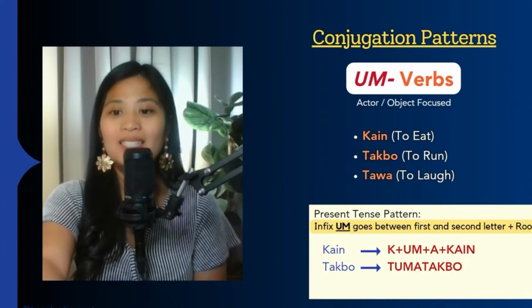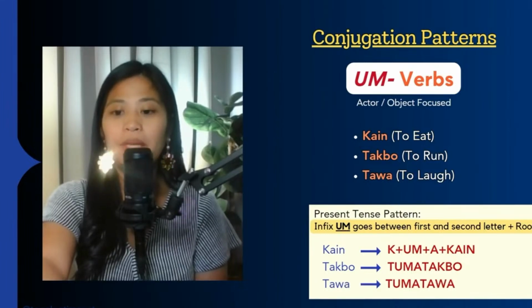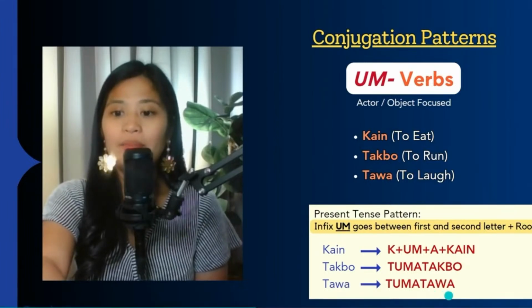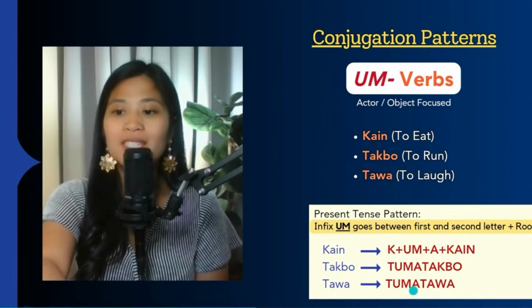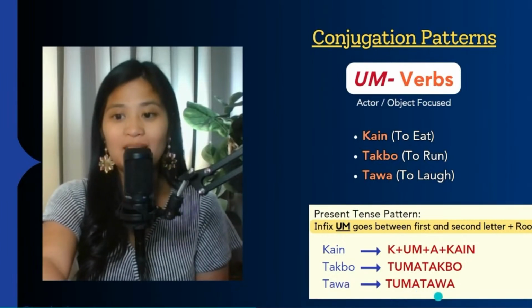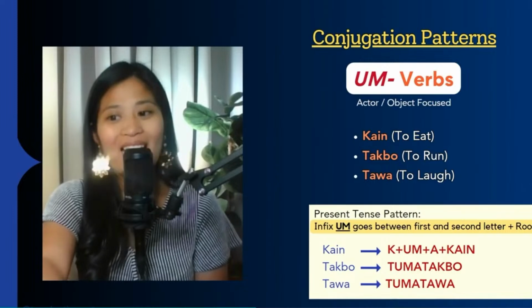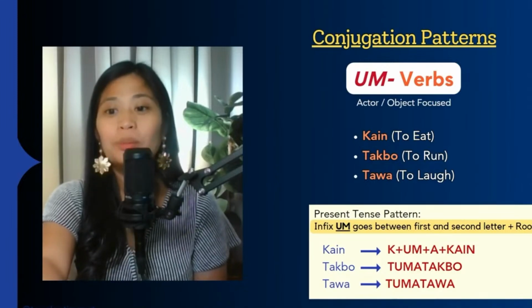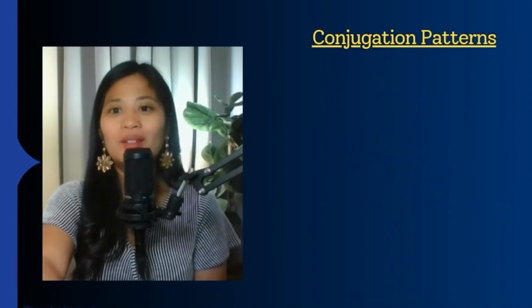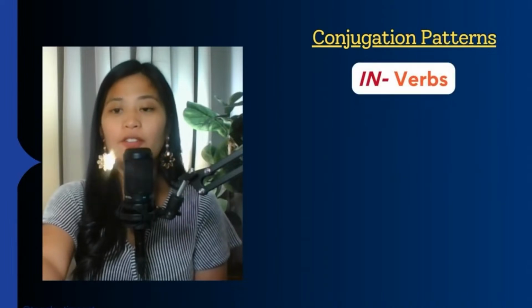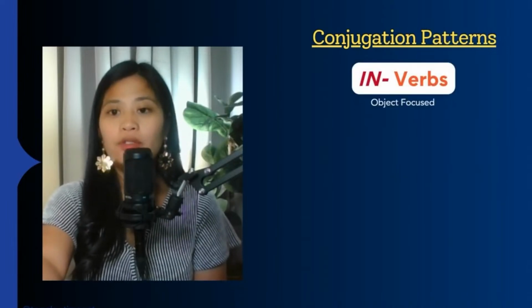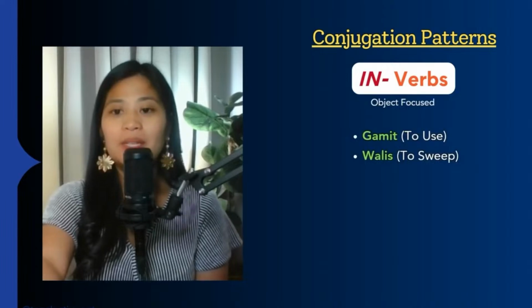In the present tense, tawa, to laugh, will be tumatawa. Um goes between the first and second letter, and then the root goes at the end. Tumatawa sila. They are laughing. Alrighty, now let's move on to in verbs. These are also object focused.